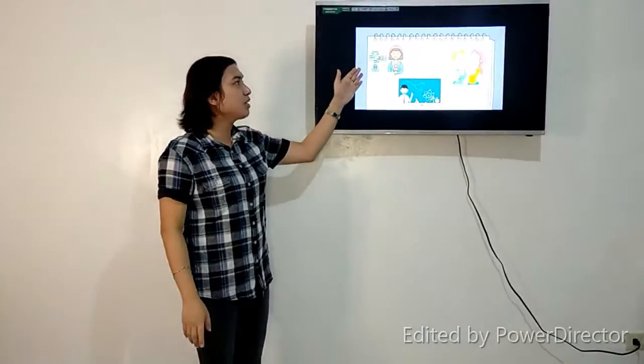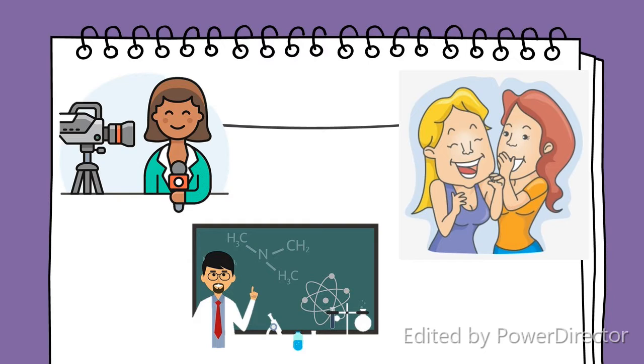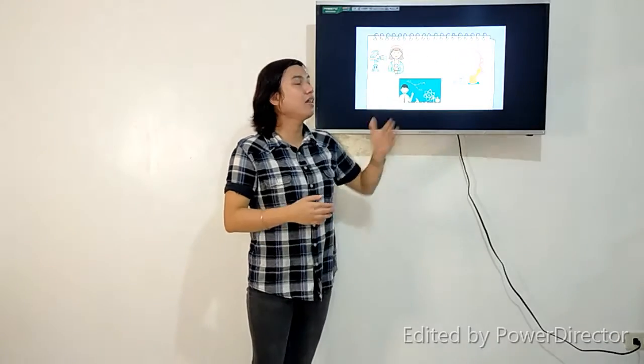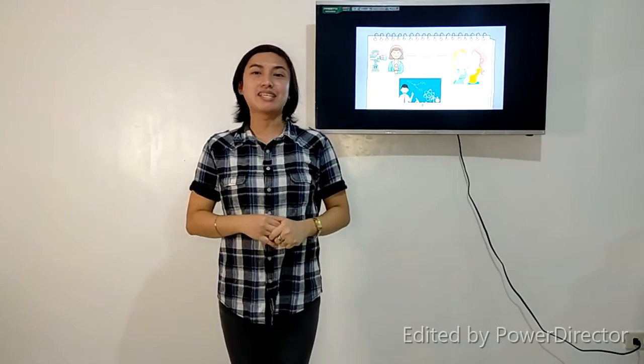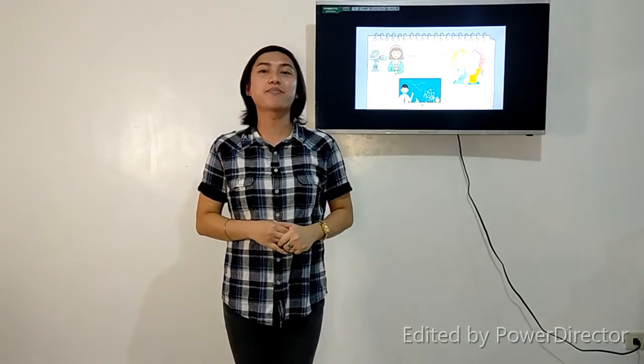In the first picture, the news anchor delivers a message to the audience, the teacher explains something to the students, and the girl with red hair is trying to tell something to the girl with yellow hair. Now, again, they are all considered as sender of the communication process.